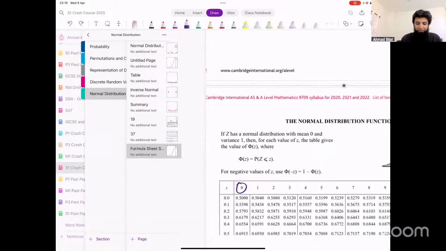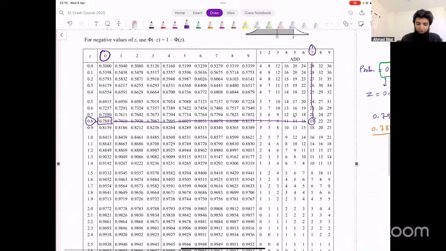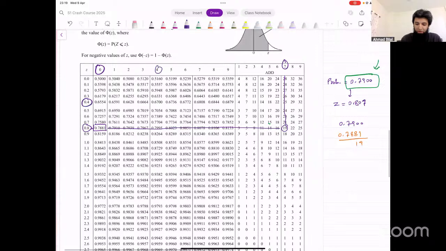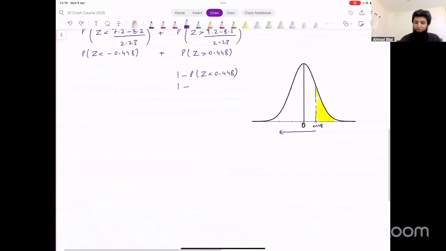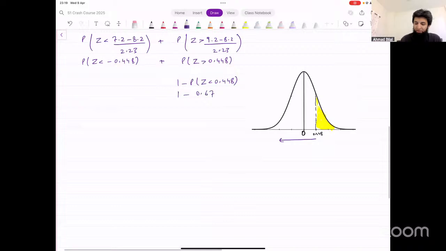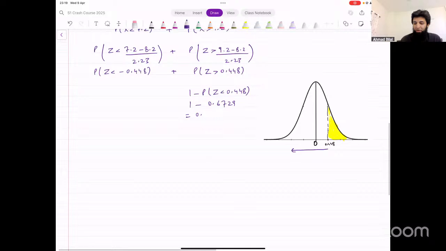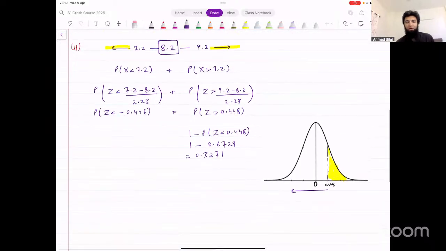0.448. 0.44, that's this, and then 8. That's 29. That will be 0.6729. Let me write that down here. 0.6729, and 1 minus that simplifies to what? 0.3271. That's the probability that we were looking for.